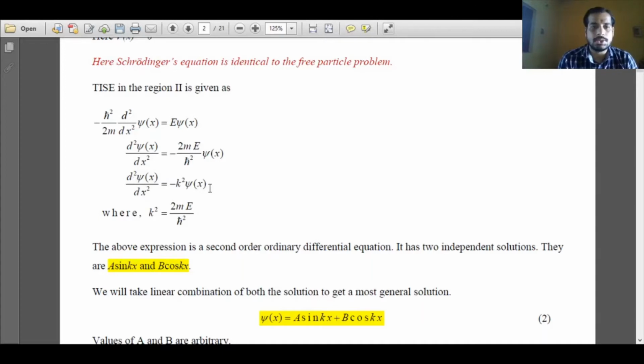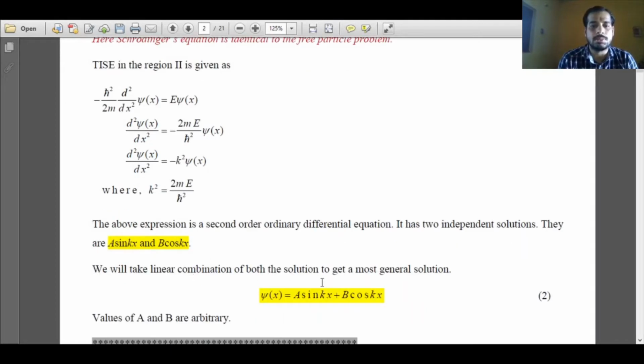So what is the solution of this differential equation? There are two independent solutions, and they are a sin kx and b cos kx. Both these solutions will satisfy this second order differential equation. So what will be the total solution? We will take a linear combination of both independent solutions and get the most general solution. So the most general solution of this second order differential equation, or the time independent Schrodinger wave equation, is psi x is equal to a sin kx plus b cos kx.